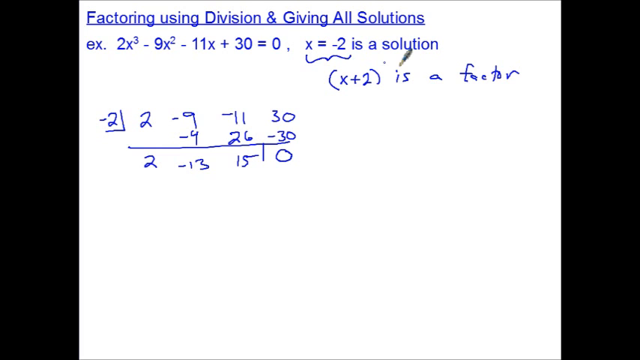If I have a solution, that means I have a 0. That means I have a factor. Those things all go hand in hand. So basically what this means is this leftover thing here is 2x squared minus 13x plus 15.